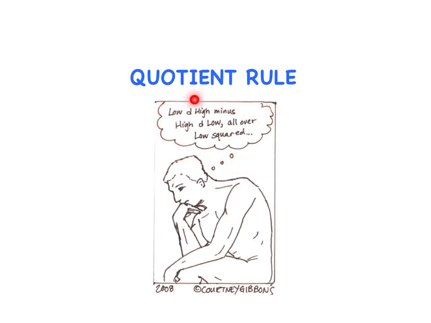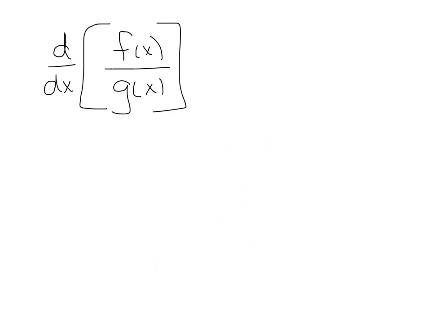Low d high minus high d low all over low squared. And that's how we actually attempt our quotient rule. So you don't need to draw the picture, but please do copy down that saying. So our quotient rule is a quotient, of course, of two functions. Just like the product rule is a product of two functions, make sure you have two functions in terms of x.